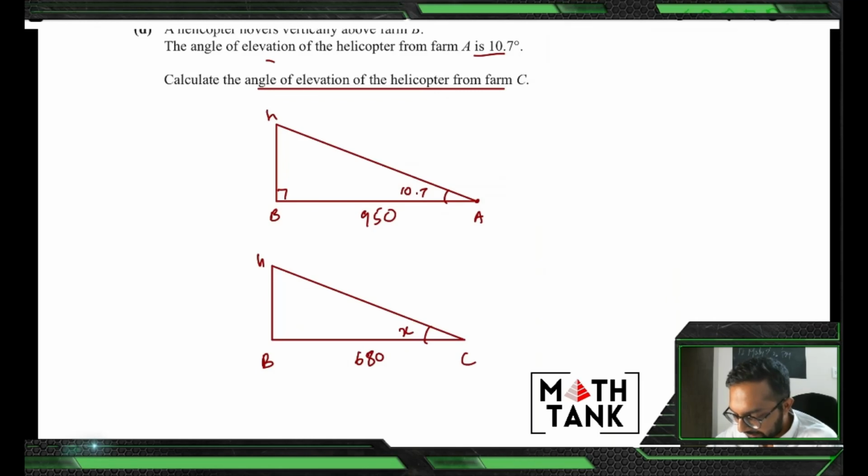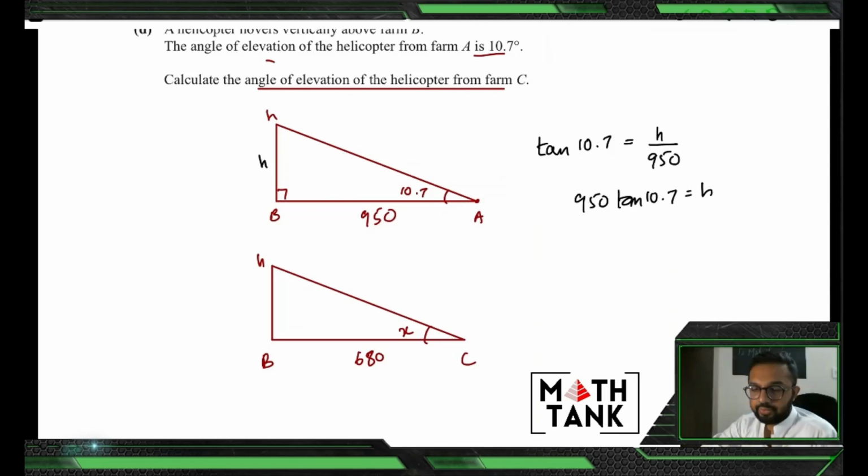I'm going to first say that tan 10.7 equals, let's call that height h, so that it's very clear to all of us, h over 950, opposite over adjacent. So 950 tan 10.7 equals h. So I know that 950 tan 10.7.